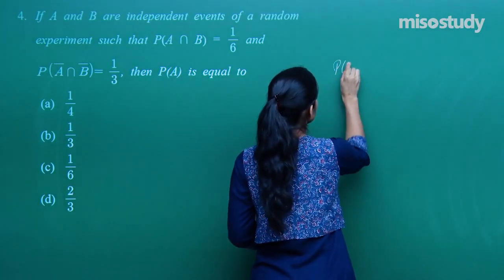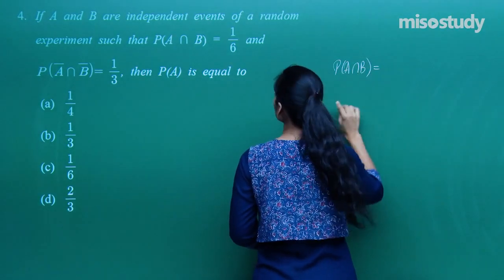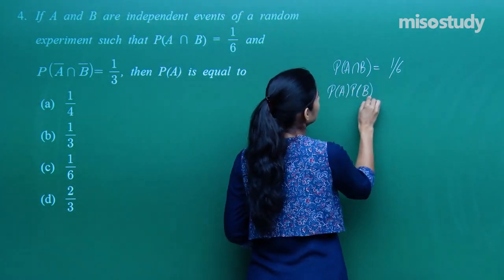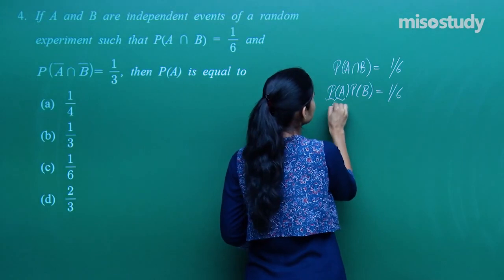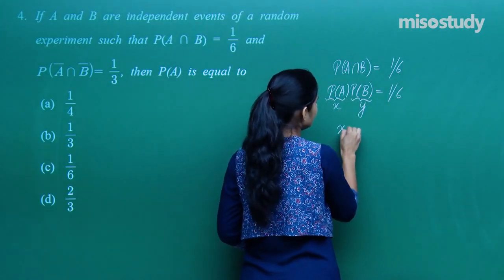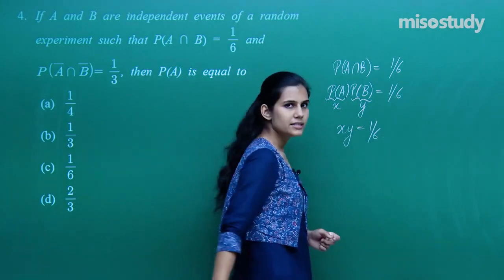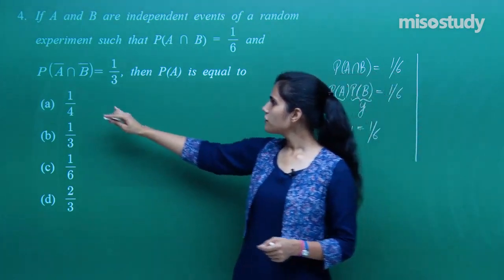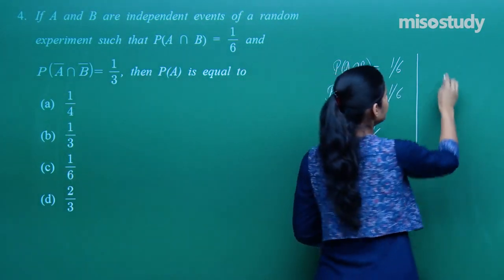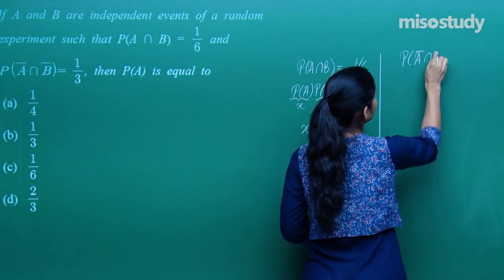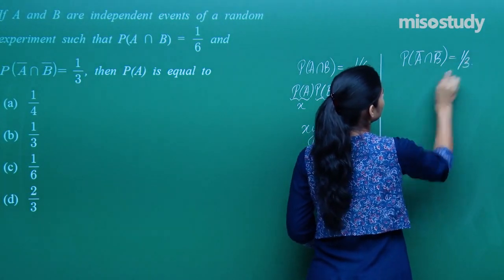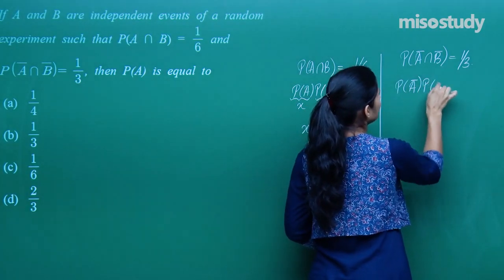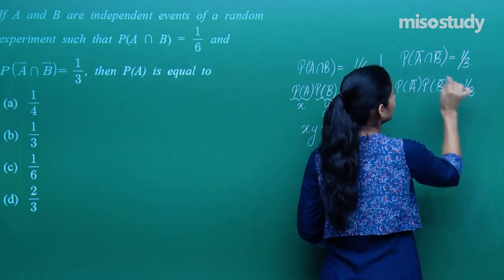So, probability of A intersection B is given to me as 1 by 6. That is same as probability of A into probability of B, because they are independent events. I am saying let this be X, let this be Y. So, you basically have X into Y is 1 by 6. Now, the next thing is, you are given that probability of A bar intersection B bar is 1 by 3. Again, A bar and B bar are independent events, so you get probability of A bar into probability of B bar is 1 by 3.